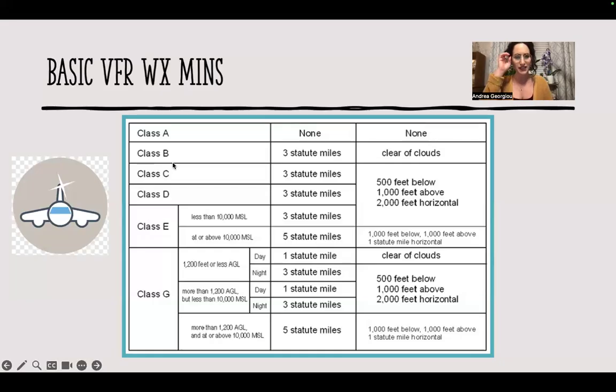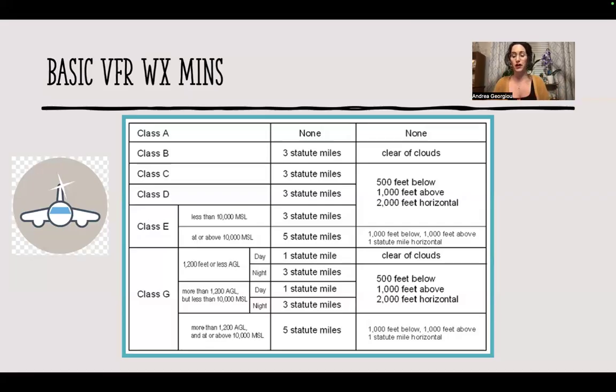And you look here, Class B says you have to have 3 statute miles and just stay clear of clouds. Class Charlie, 3 statute miles. And then imagine there's a cloud right here. Your airplane has to be able to be at least 500 feet below, 1,000 feet above the cloud, staying away from it. And then both sides laterally, horizontally, 2,000 feet.